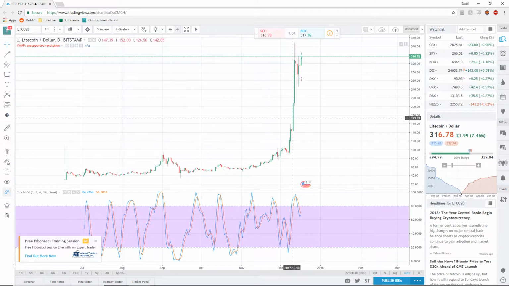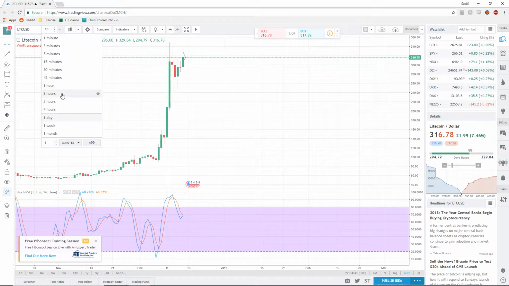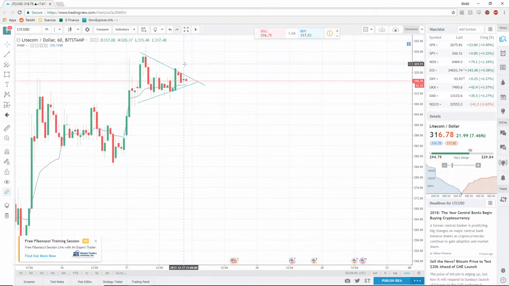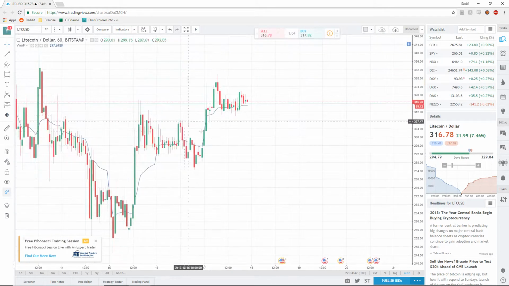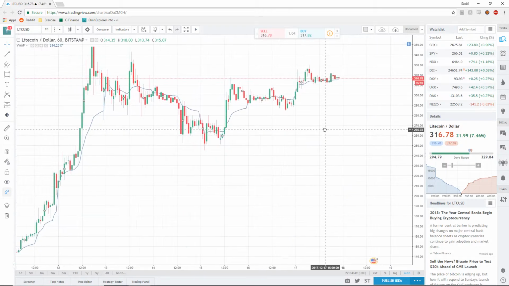So it would make a wedge, and then according to the higher time frame, because this is just the first leg up, it's in an uptrend. Obviously, it's in an uptrend. So according to this wedge, it should go up after this breakout, but anything can happen. So you always got to be careful.